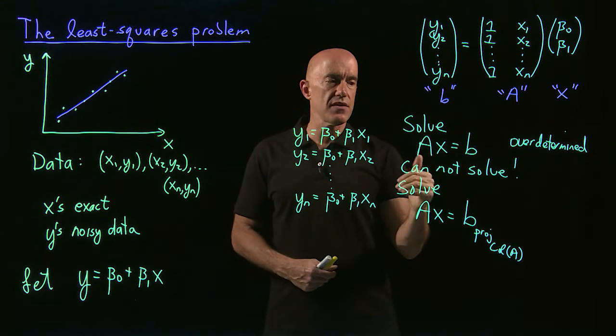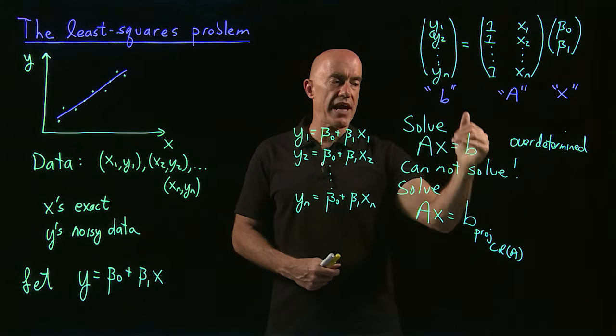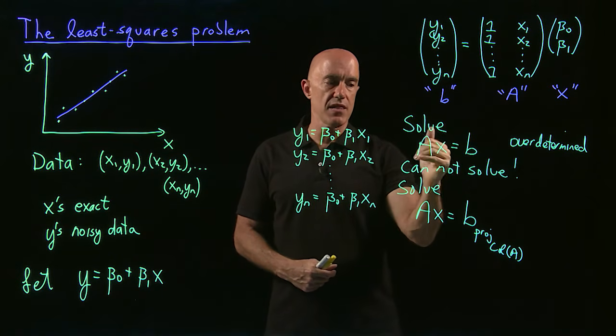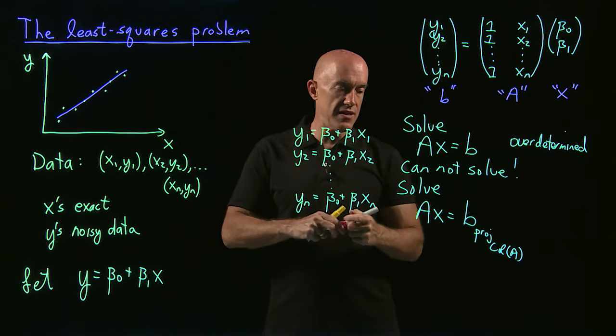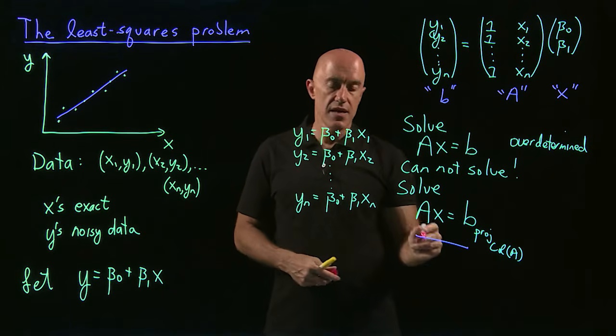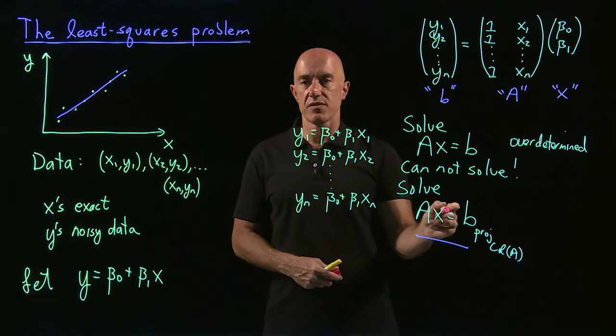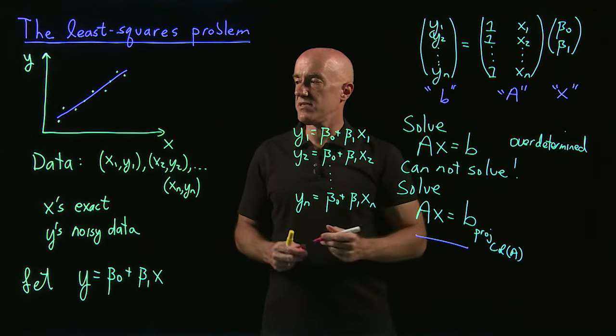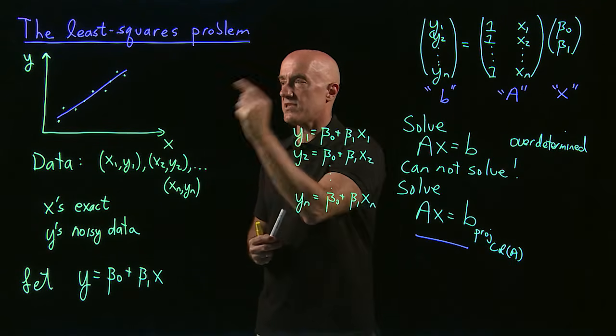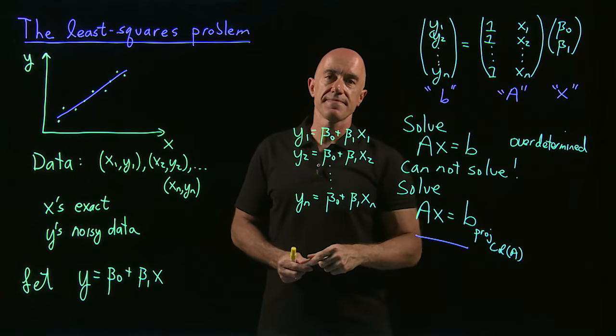So in order to find the solution, we need to project b onto the column space of A. That is what we do in this equation. It will turn out this is the equation we solve. And when we solve this equation, we'll have solved the least squares problem.